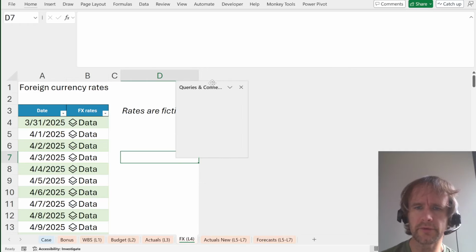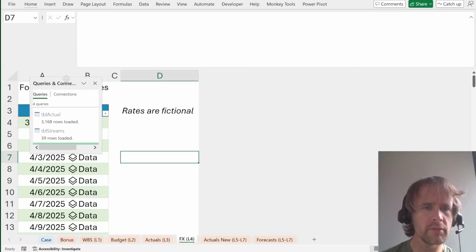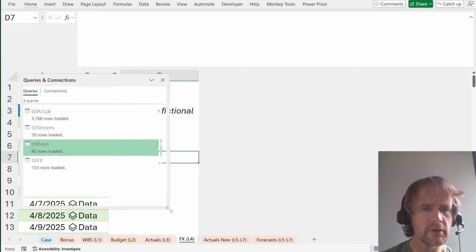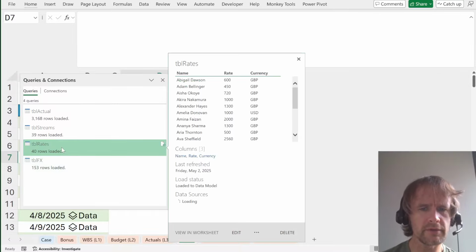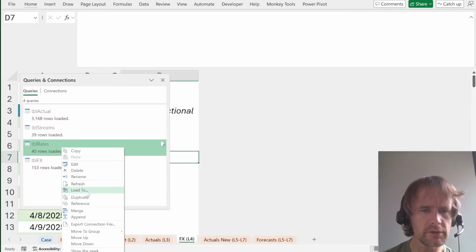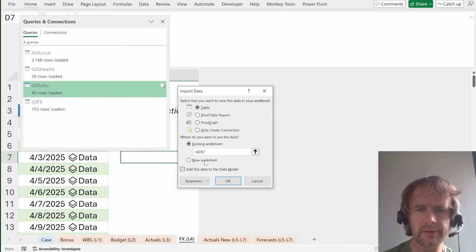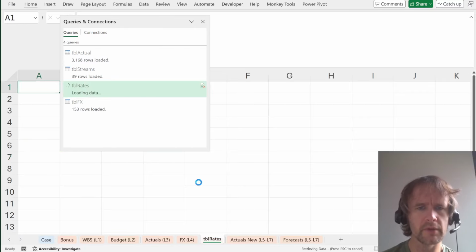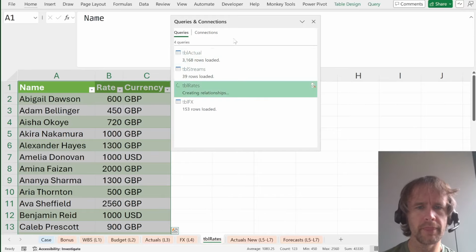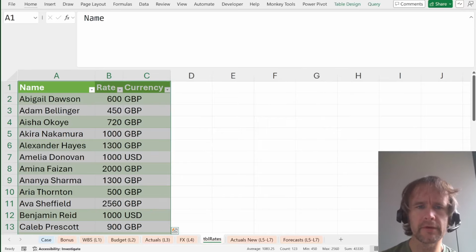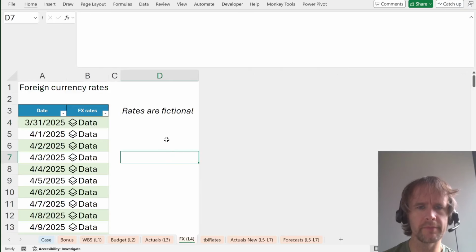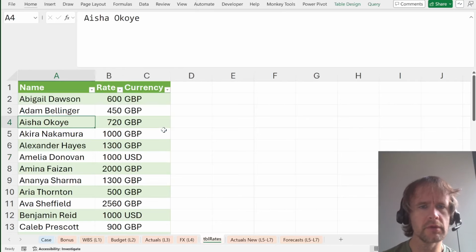I need to move this somewhere else because I'm behind my timer in my face. So, what's going on here? It says it's loaded. Oh, loaded to data model. Fine. I guess I'll put it on a new worksheet for now. Okay. Then we'll just insert a few more columns here. And it's just 3. Fine.